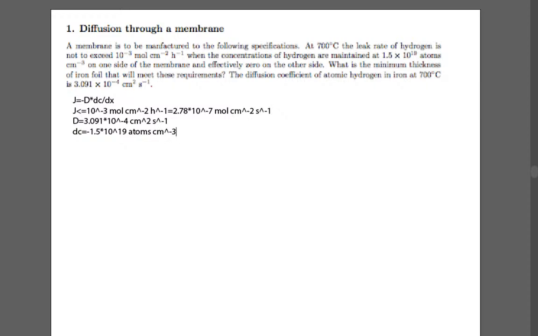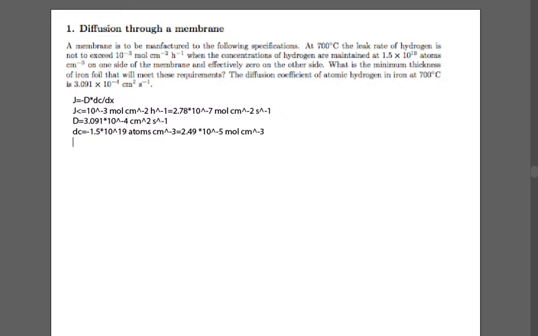So we just need to mole. No, the atoms at the bottom. So you divide it. Yeah, 1.5 times 10 to the power of 19 there. You divide it by 6.02 times 10 to the power of 23. This would give you 2.49 times 10 to the power of negative 5 moles per centimeter cubed.